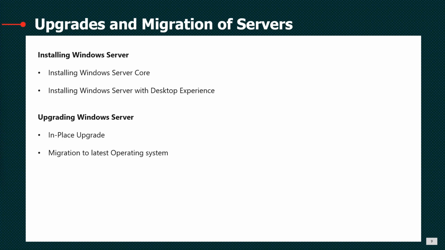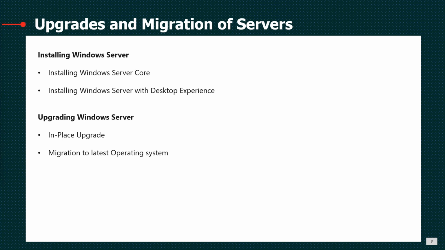Upgradation is possible. Again, there are two ways of upgradation. One is in-place upgradation. Another one is migration to the latest operating system. Here you have to listen carefully because this is a concept most organizations are doing now. Whenever any new operating system comes and is stable, Microsoft will push companies to change or upgrade their operating system, right?